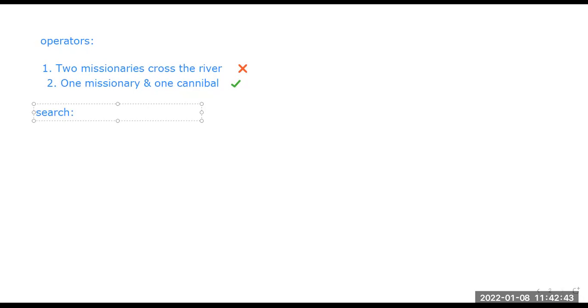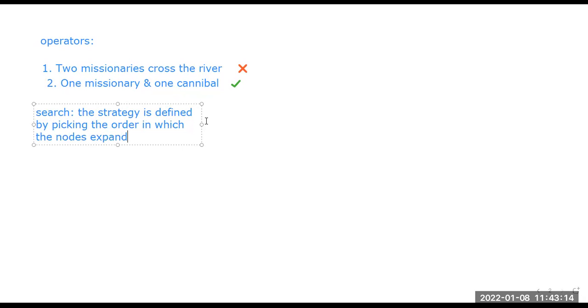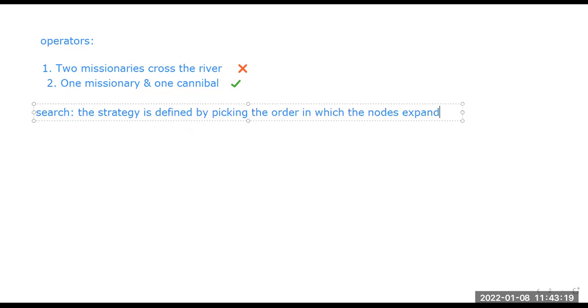So a strategy is defined by picking the order in which the nodes expand, actually, right? So these search strategies are evaluated.